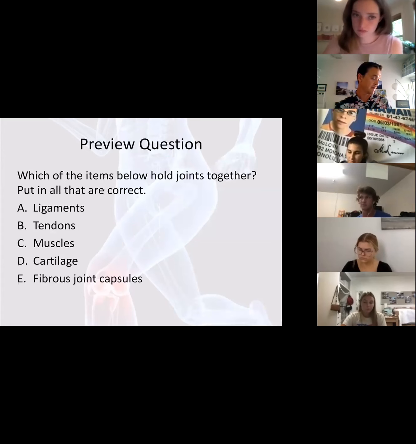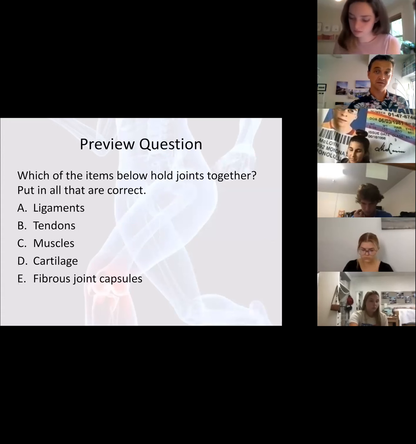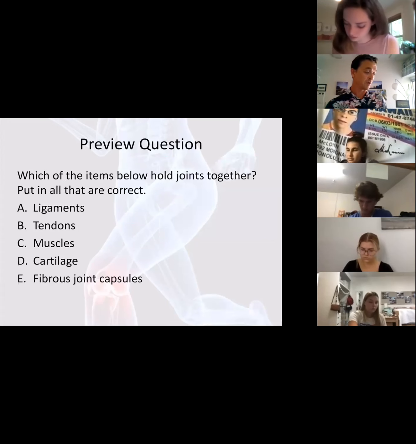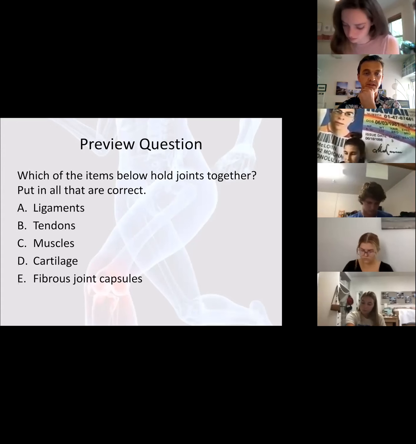All right, so yeah, let's go ahead and do this one, and I will let you put in multiple answers here. So go ahead and you can put in all of the ones here that would help hold joints together. So put all those letters in, just write one right after another. What things are actually helping to hold the two bones together in a joint?